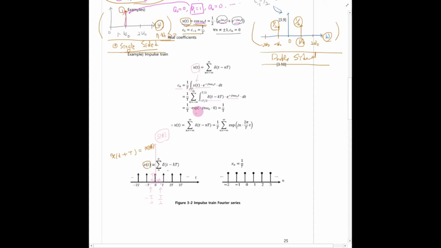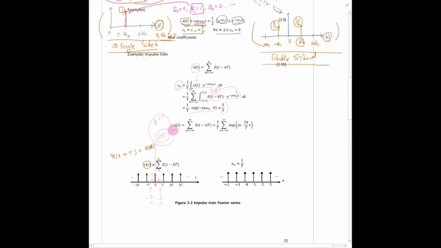So only t equals 0 is non-zero. Okay, delta function. So we can just safely replace delta(t), and k has only the 0 value, so we don't care about that one. By taking the integration of this one, we just replace t with 0. So this is the integration result. So the coefficient is a constant, 1 over T.